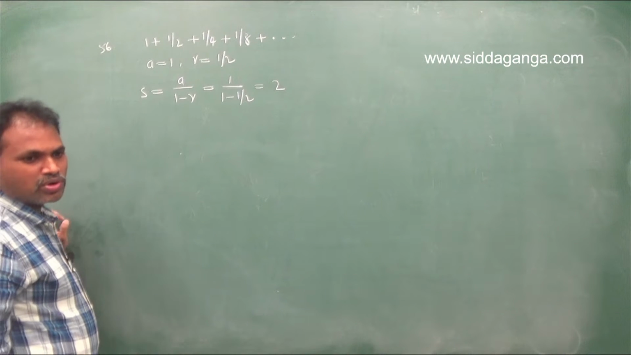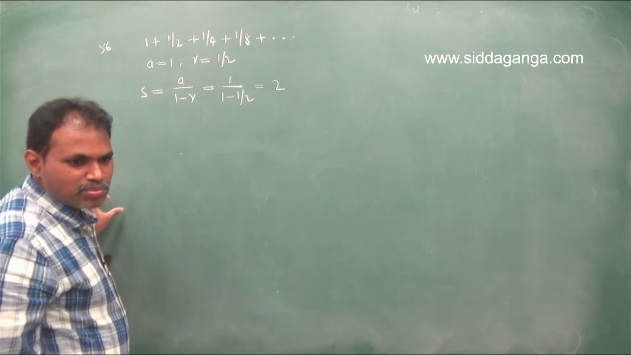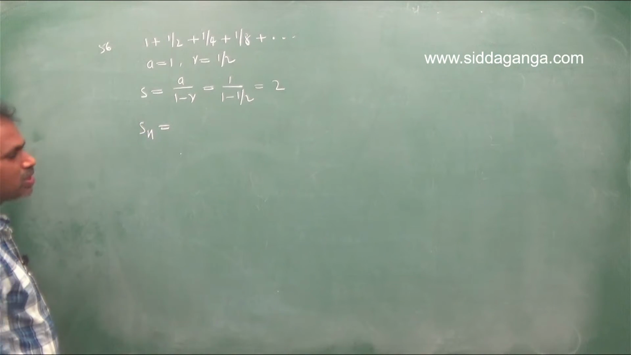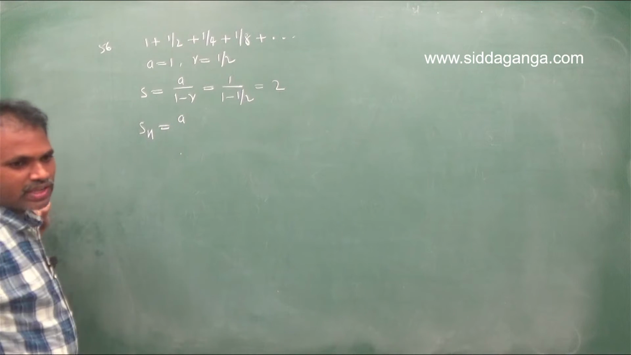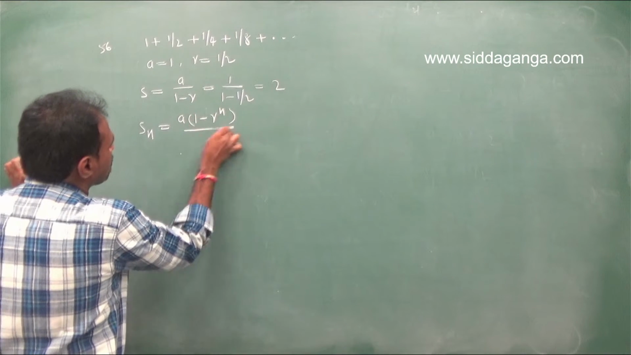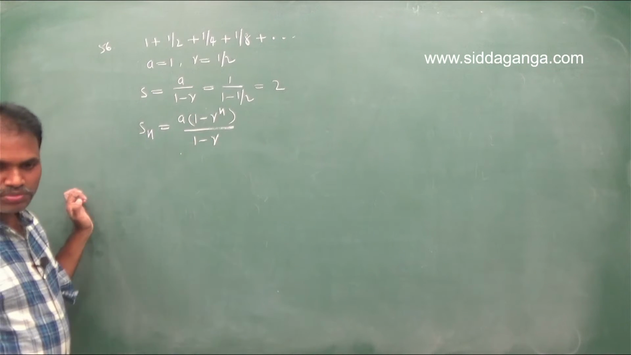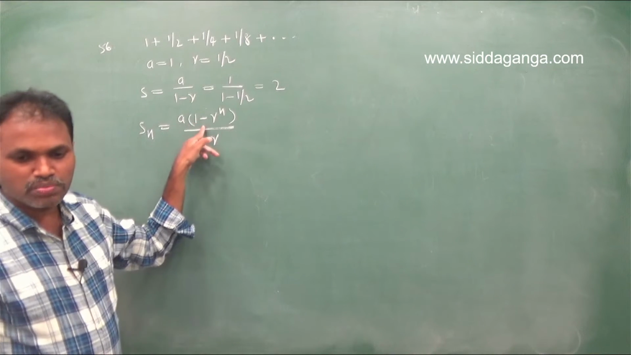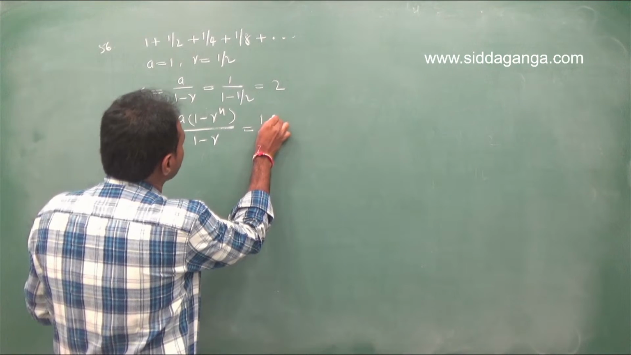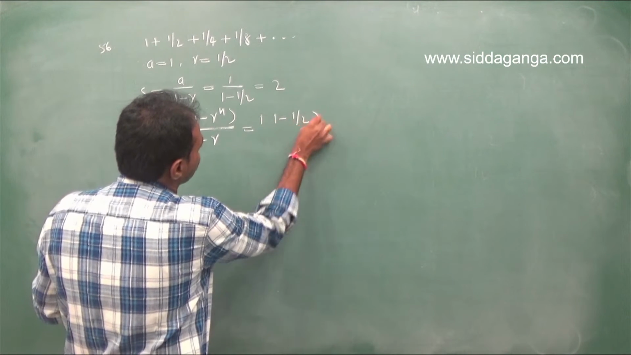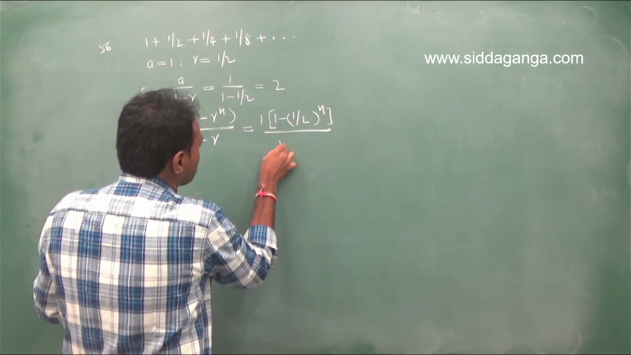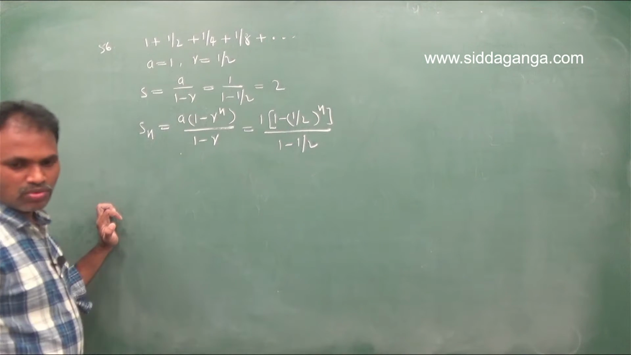Next, the sum of n terms of the series, Sn. The sum of n terms in GP formula is a into 1 minus r power n by 1 minus r. That is, a value is 1, into 1 minus r value, 1 by 2, whole power n, divided by 1 minus 1 by 2.